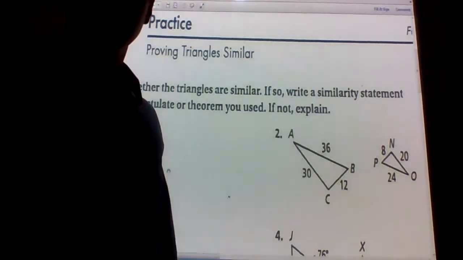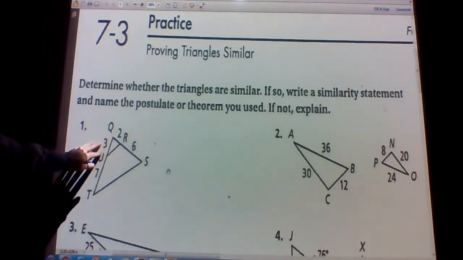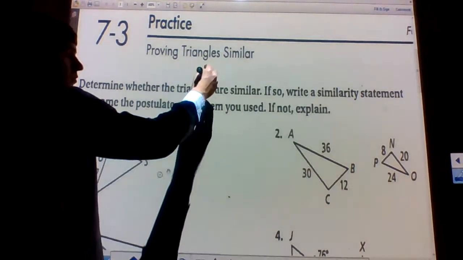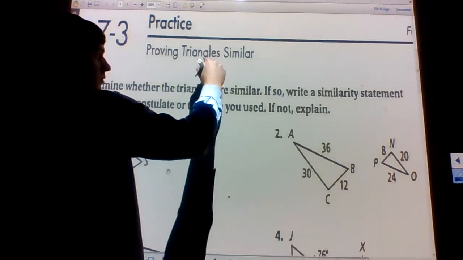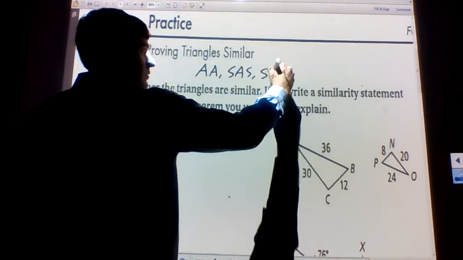Okay, this is similar triangles, form K. It's the last page of the packet we have. We have three ways to show that triangles are similar, three ways to prove that they're similar: angle, angle; side, angle, side; and side, side, side.